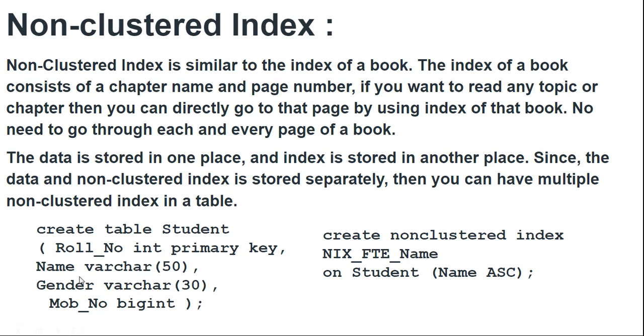So in this student table, there is a column name, and I am specifying ascending. So with this ascending order only, I'm creating this non-clustered index. If you look at it in the background of the database, the storage mechanism will be different. The storage will take place in a different place. The data is stored in one place and the index is stored in another place. So this is where the physical location will be.